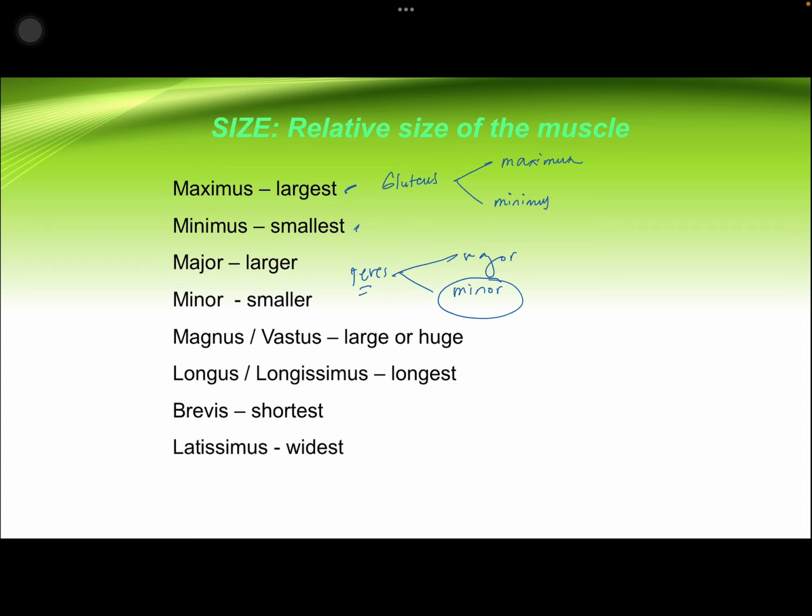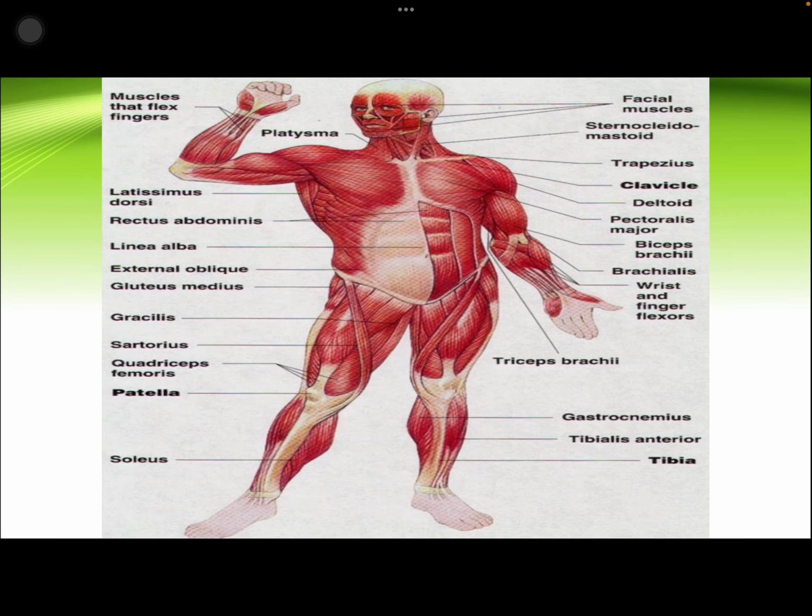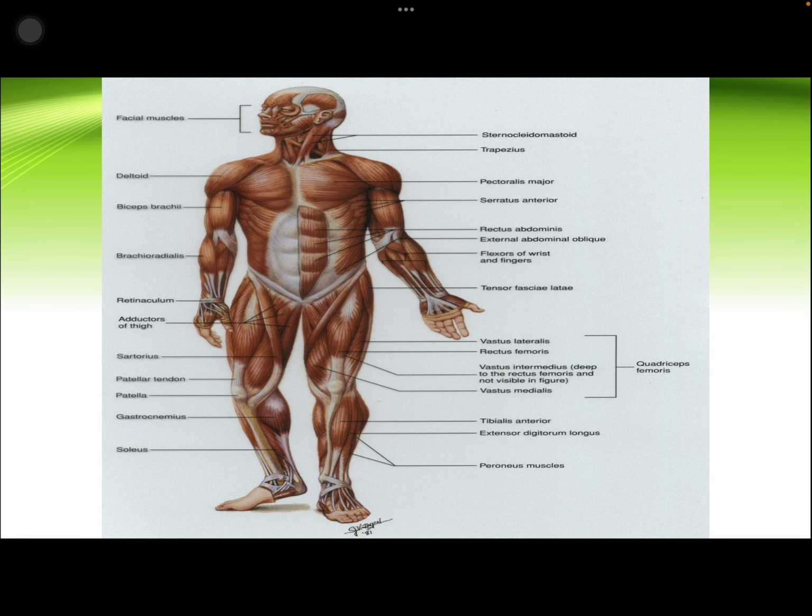When we say magnus or vastus, it means it is large or huge, vast, lapad siya. Longus or longissimus means it is long relative to the other muscles. Brevis means it is short. And latissimus means it is the widest. So here we have the different muscles found in the body. I will leave it to you guys to memorize these muscles, but let us go through them one by one.